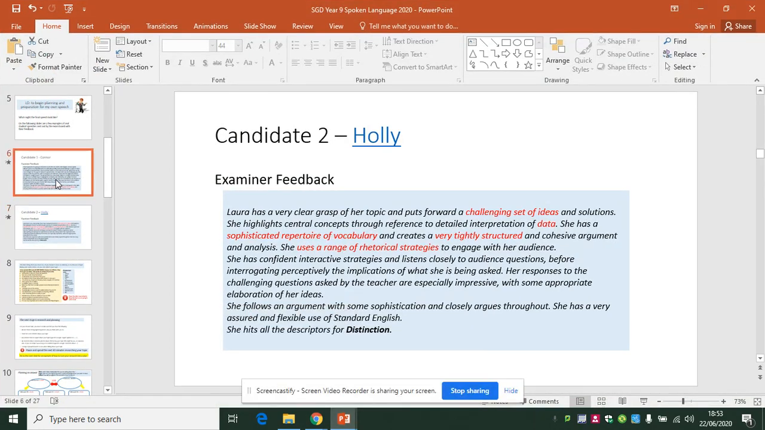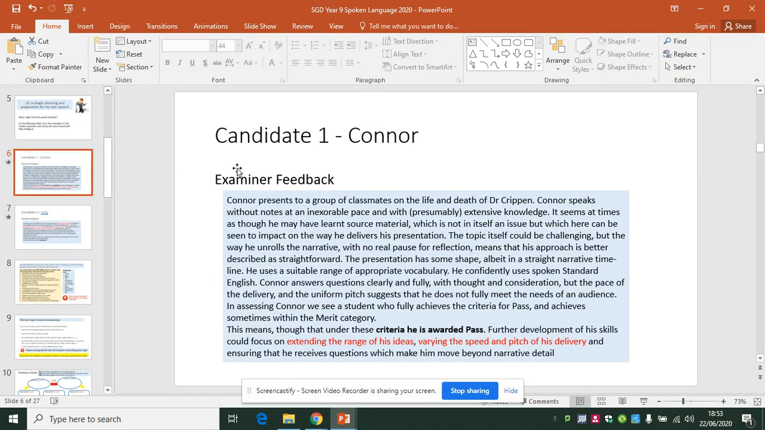And here we go. So the examiner feedback is that Connor presents to a group of classmates on the life and death of Dr. Crippen. He speaks without notes and at an inexorable pace. That means very fast, and lots of knowledge. It seems at times as though he may have learnt his source material, which is not in itself an issue, but which here can be seen to impact on the way he delivers his presentation.